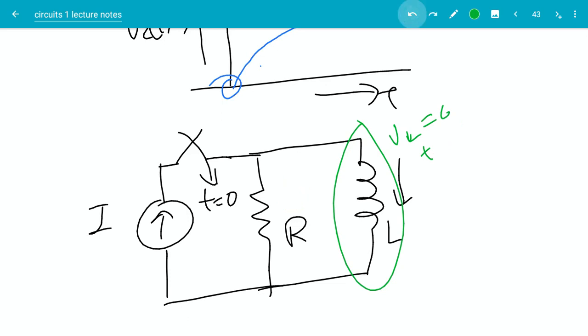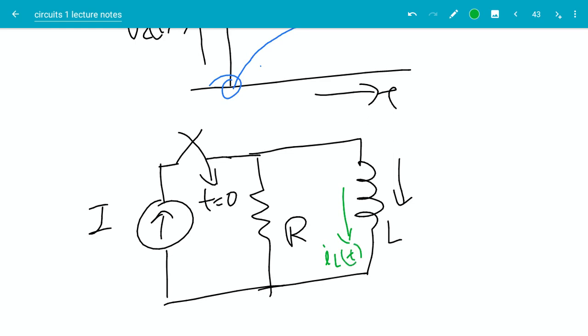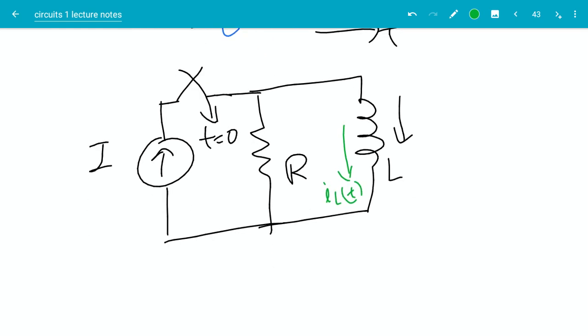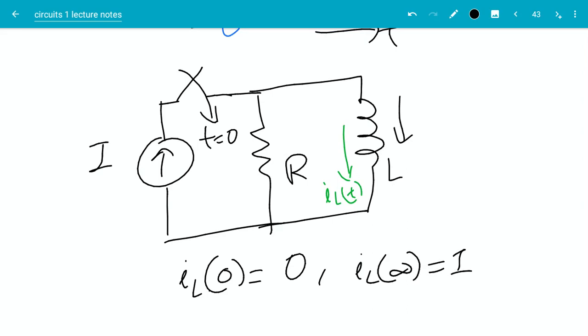So let's see. If this is IL of t, then I know two facts about IL of t. IL of 0 will be equal to 0 because the switch is open for negative times, and the current through the inductor is continuous. And then I know IL of infinity is equal to I at steady state, right? But the real question is how does the current in the inductor go from 0 to I, right? What is the mathematical expression?